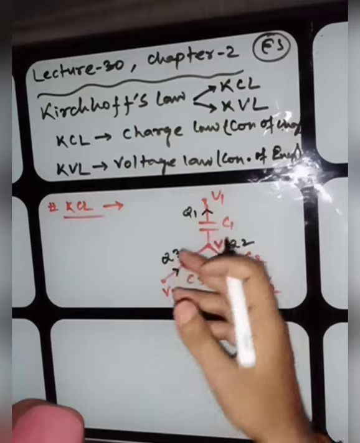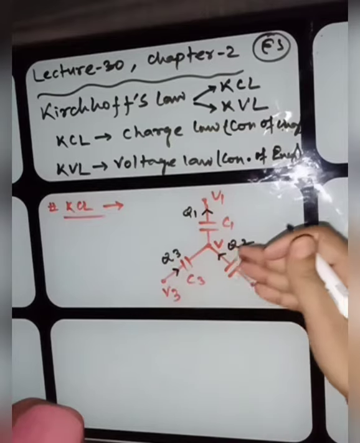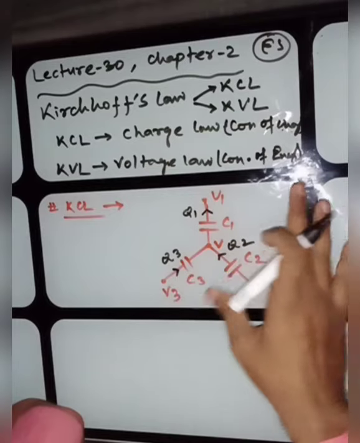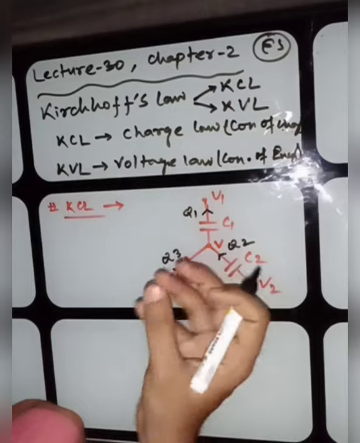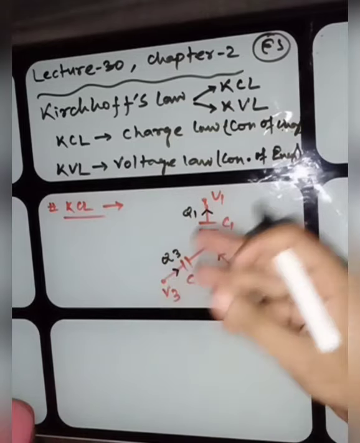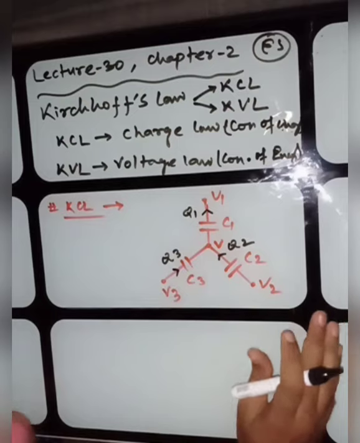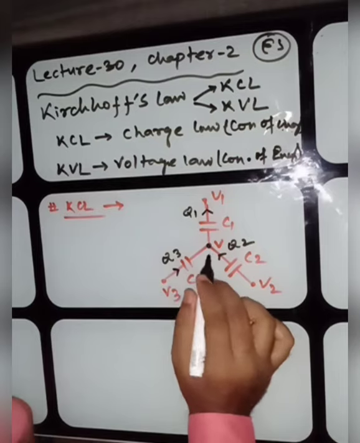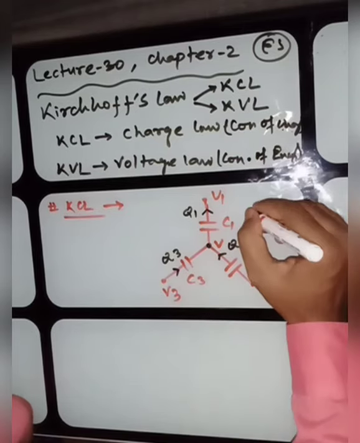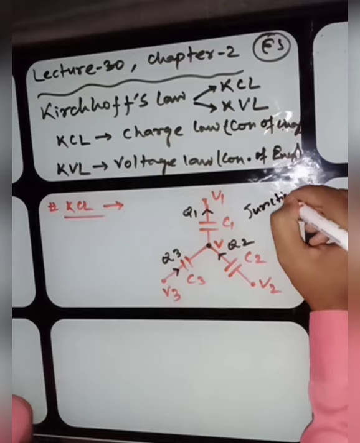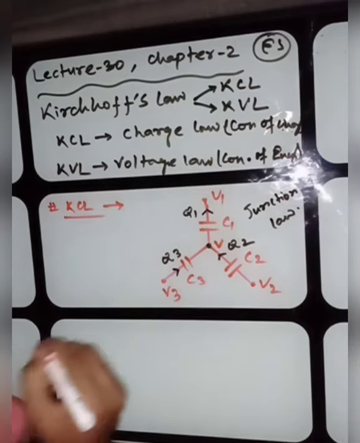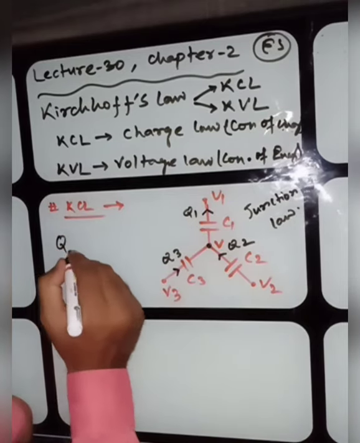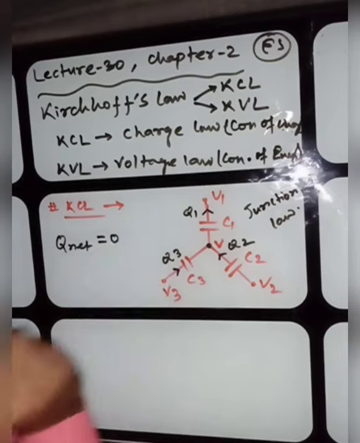Remember, I myself am just giving you the charge, from where this charge is coming, it is not known. I am taking a simple section of a circuit to explain this particular law, that is the charge law. This point, you can see this point is termed as the junction. That's why this is also called the junction law. Junction law, okay. And what is the exact law? Q net must be equal to 0.